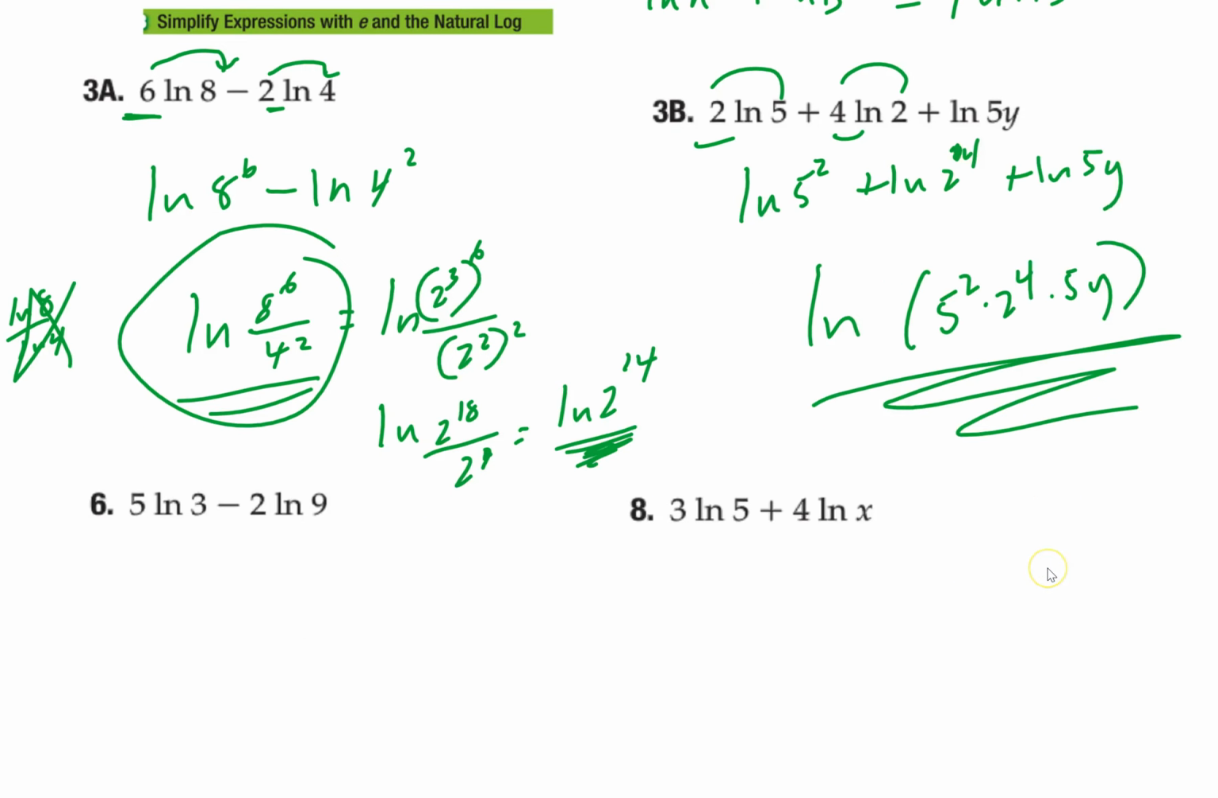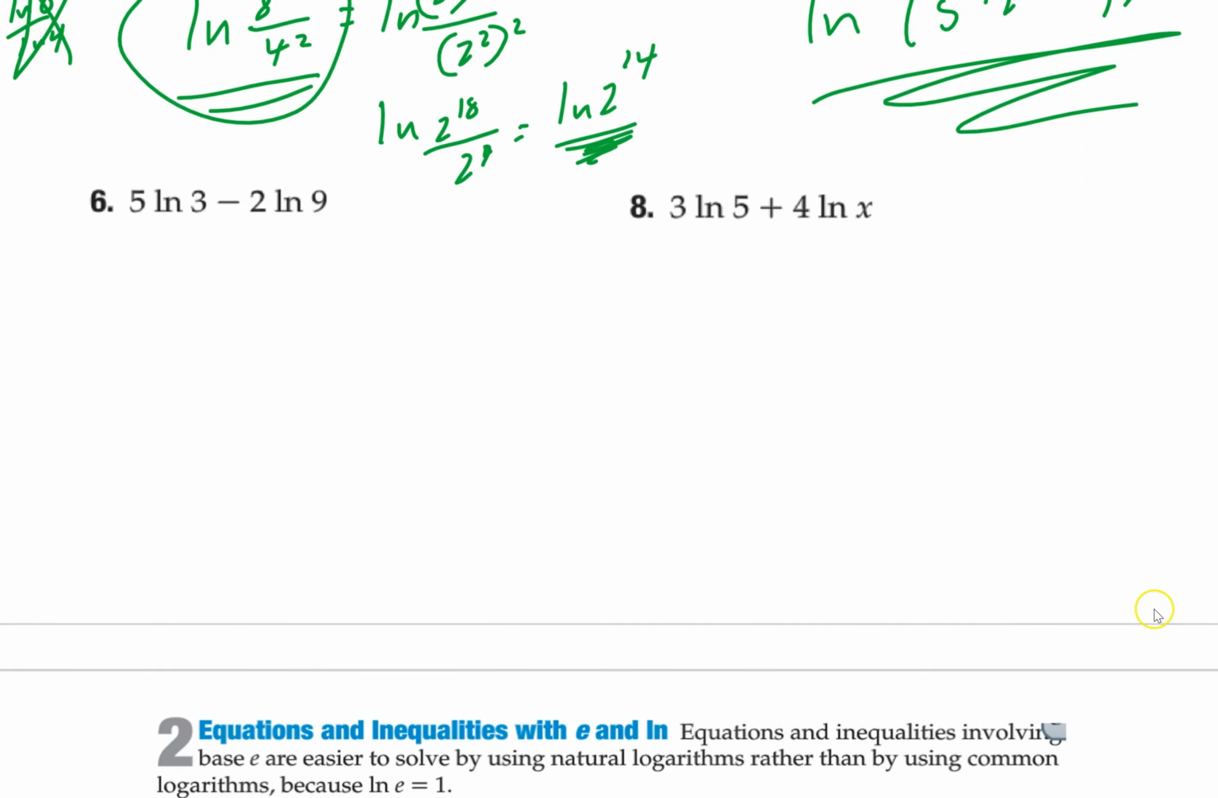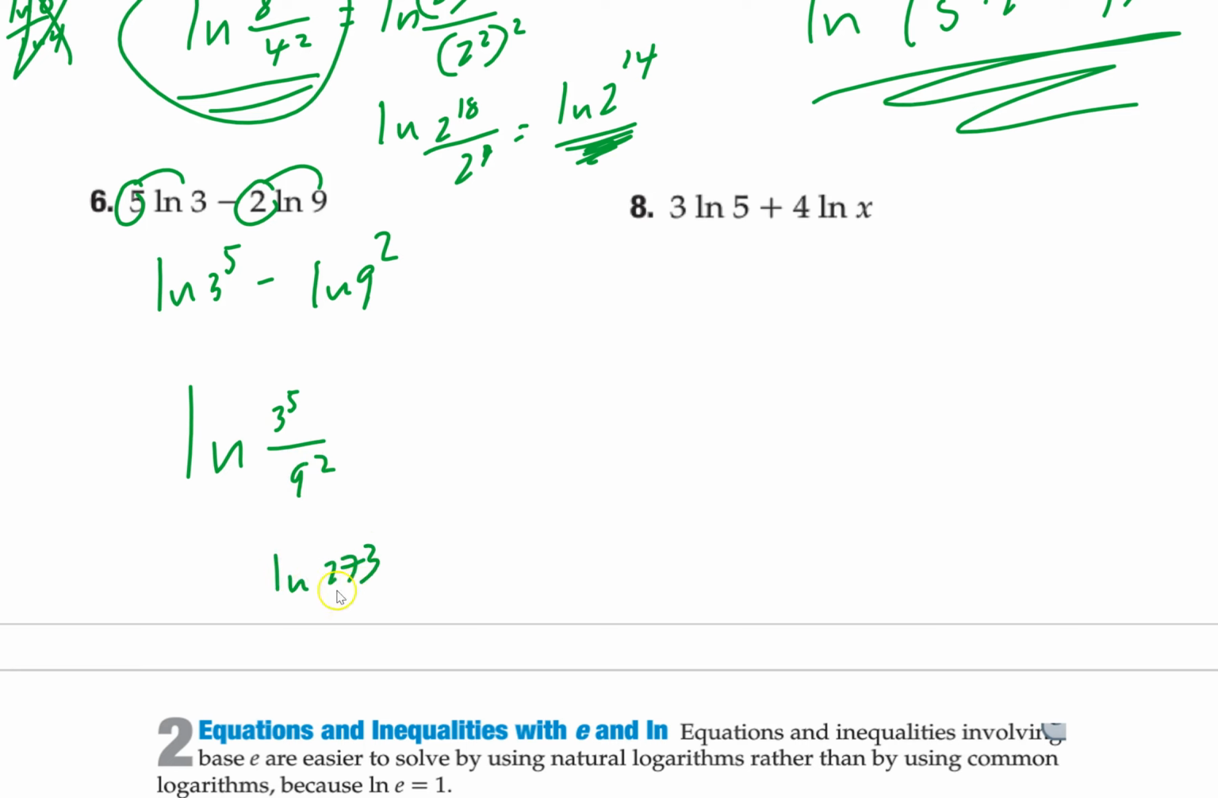Same idea. Quickly, let's make sure we understand this, right? Let's rewrite this. Again, first thing's always the powers. So natural log of 3 to the 5th minus natural log of 9 squared. Minus means divide, so natural log of 3 to the 5th, whatever that is, 273, I want to say? Yeah, 273 over 9 squared. So now, since I know what that is, that's natural log of 273 over 81. That actually reduces, divide both by 3. Probably could have done that up there.